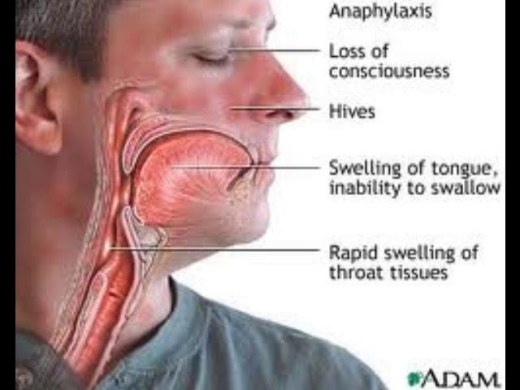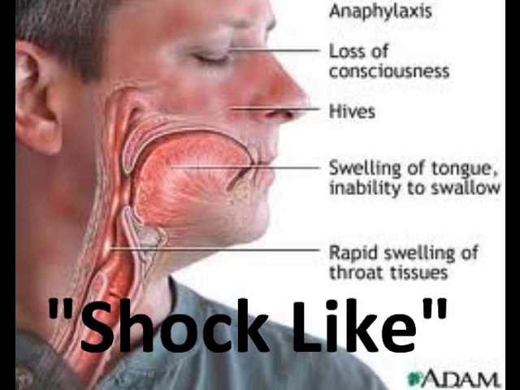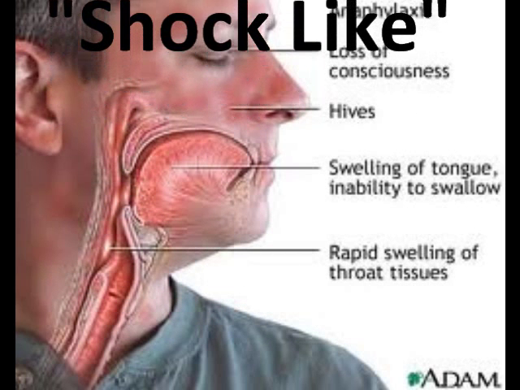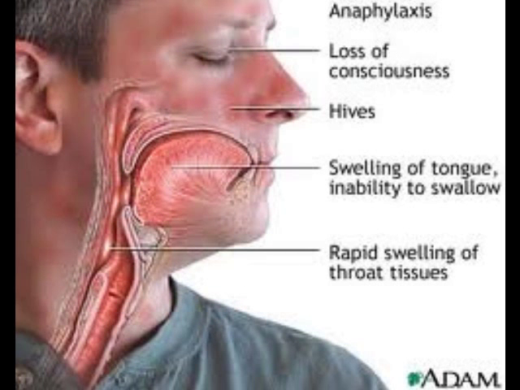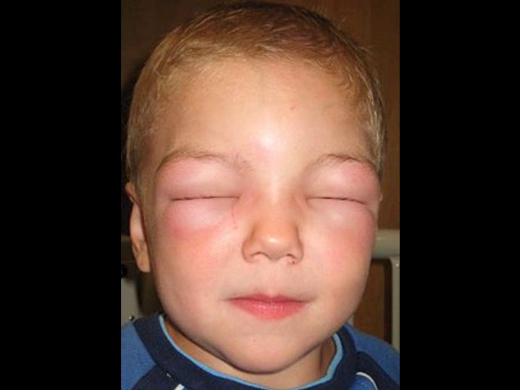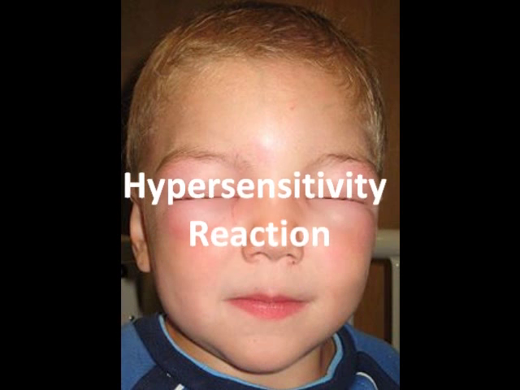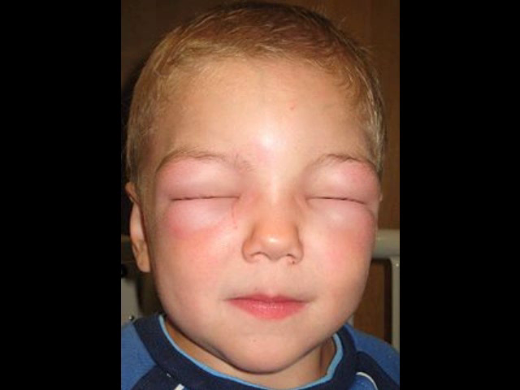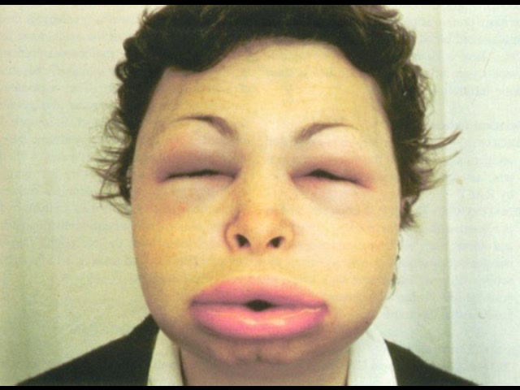Now we are going to talk about anaphylaxis, which is a systemic hypersensitivity reaction. Systemic anaphylaxis is a shock-like and often fatal state, the onset of which occurs within minutes of a type 1 hypersensitivity reaction, usually initiated by an allergen introduced directly into the bloodstream or absorbed from the gut or skin.